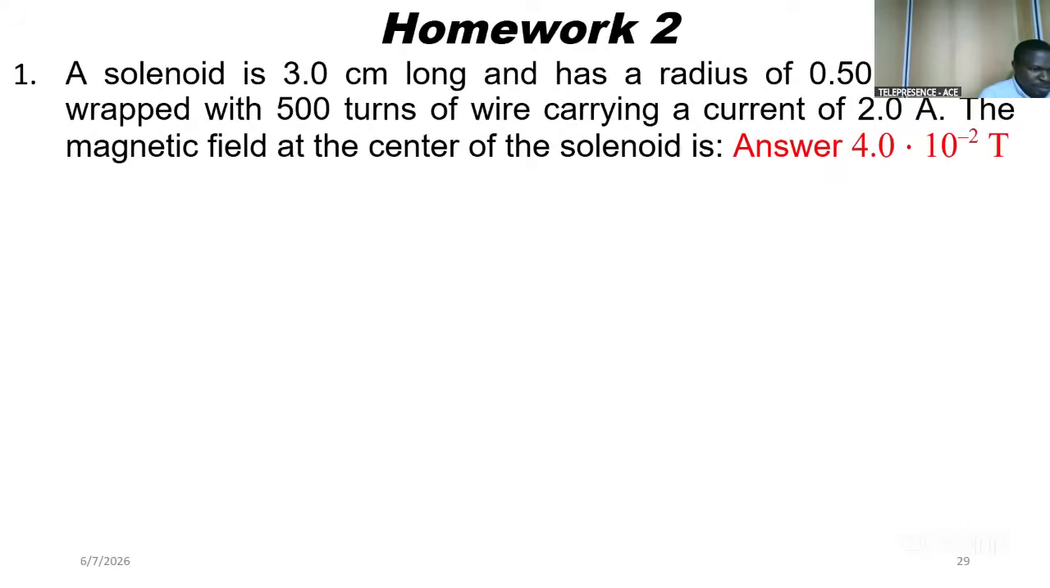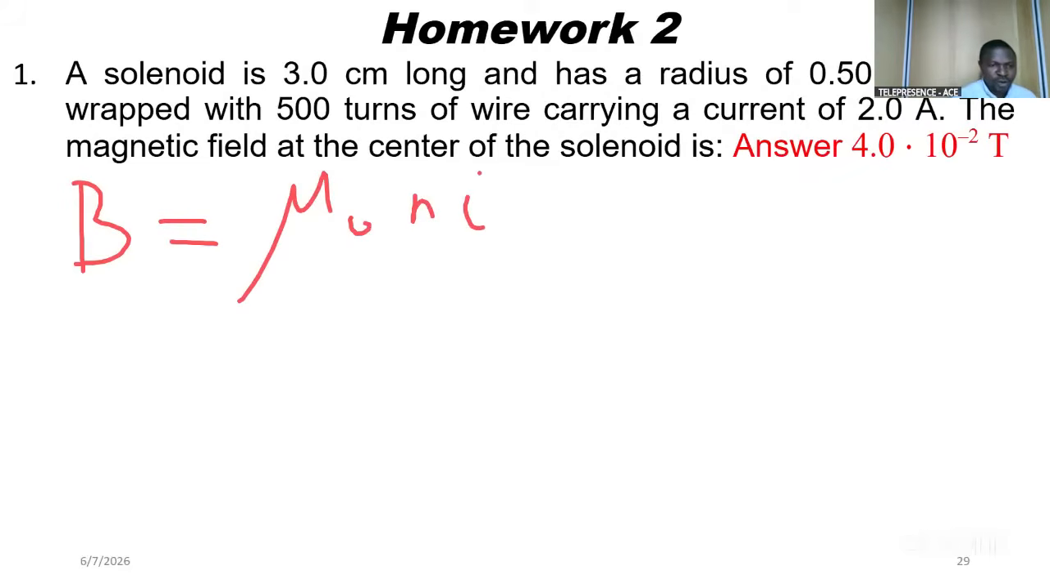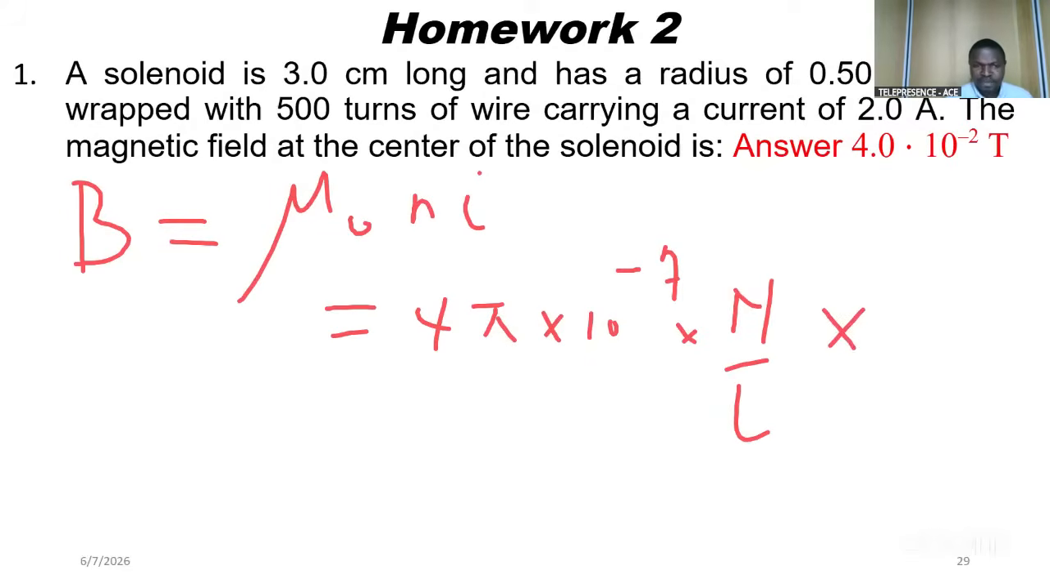So here, the simple thing you need to know is that B, which is magnetic field, is equal to mu naught n I, which is very straightforward. Since you know that mu naught is 4 pi times 10 to the power minus 7. And we are given the turns, where n is equal to number of turns all over L, multiplied by the current, which is 2. So from there, if we do it correctly, you should be able to arrive at this particular answer.